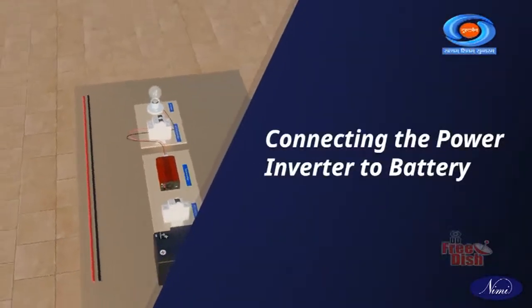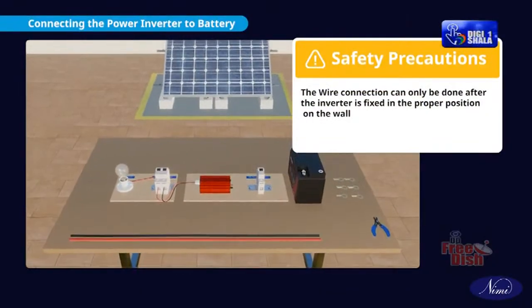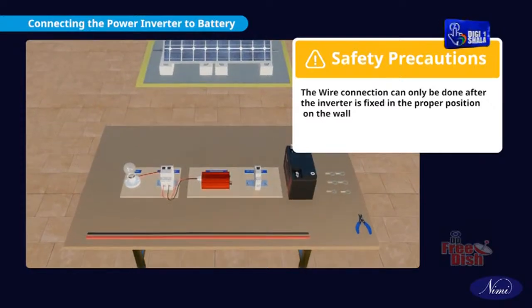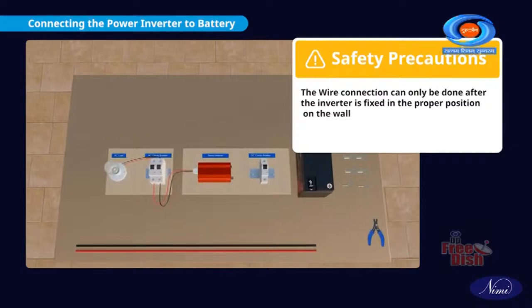Connecting the power inverter to the battery. Safety precautions. The wire connection can only be done after the inverter is fixed in the proper position.